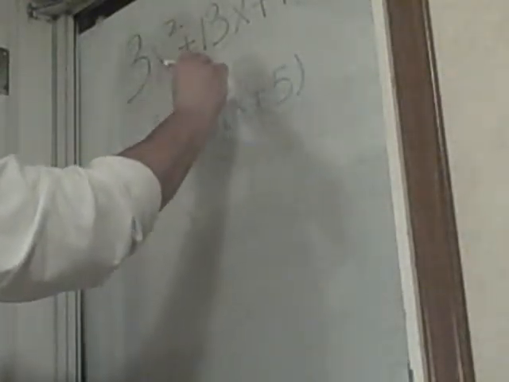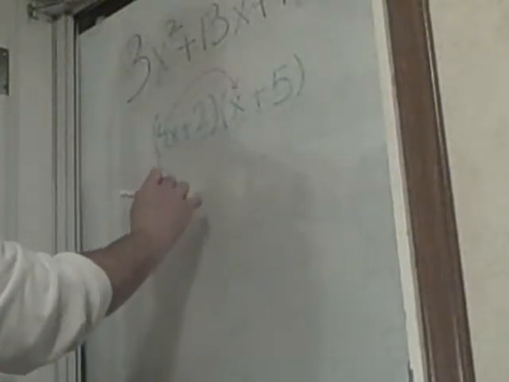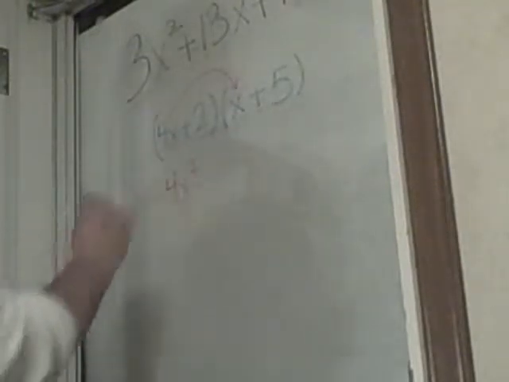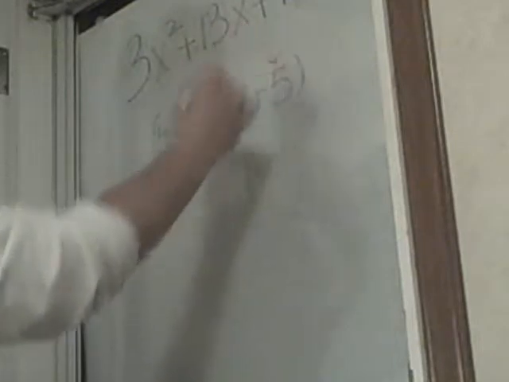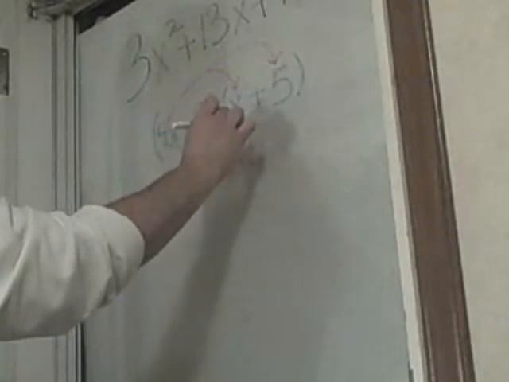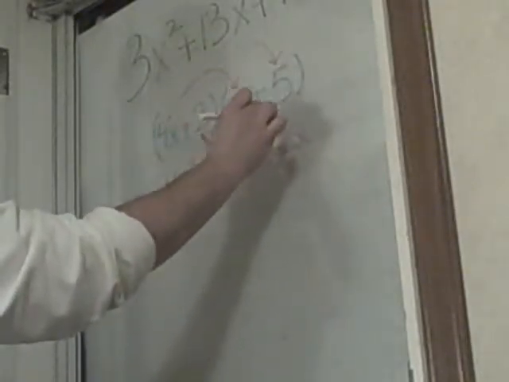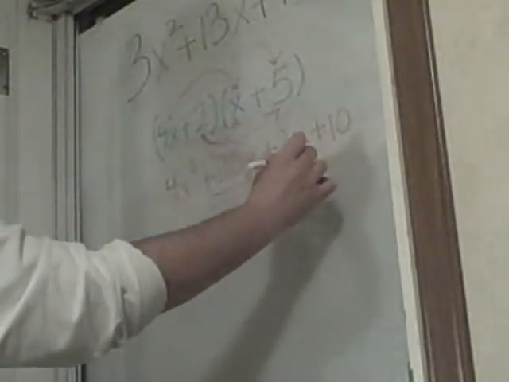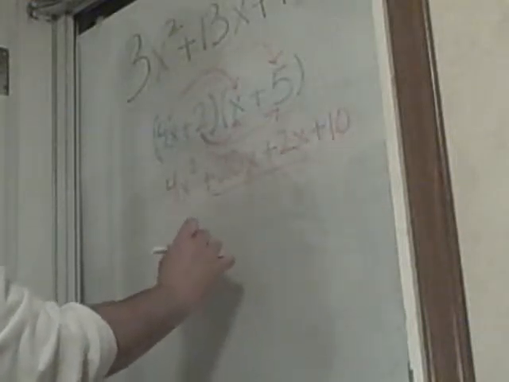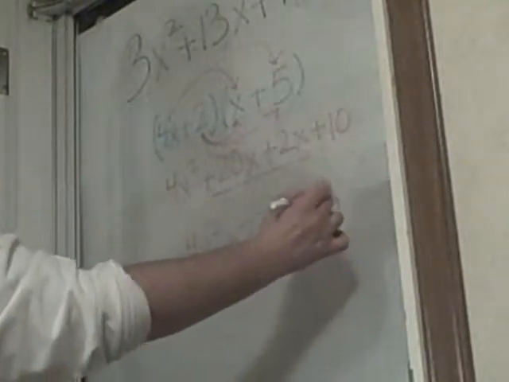We take the first term, we multiply it times the first term in the second binomial. 4x times x is 4x to the second power. 4x times 5 is 20x. 2 times x is 2x. And then 2 times 5 is 10. Combining the middle terms, I get 4x squared plus 22x plus 10.